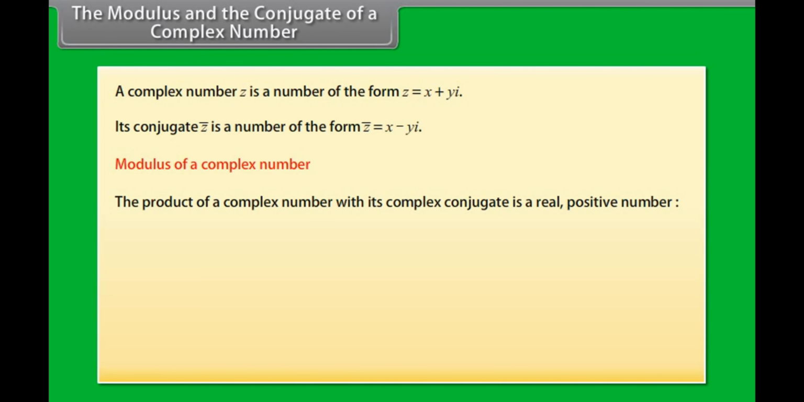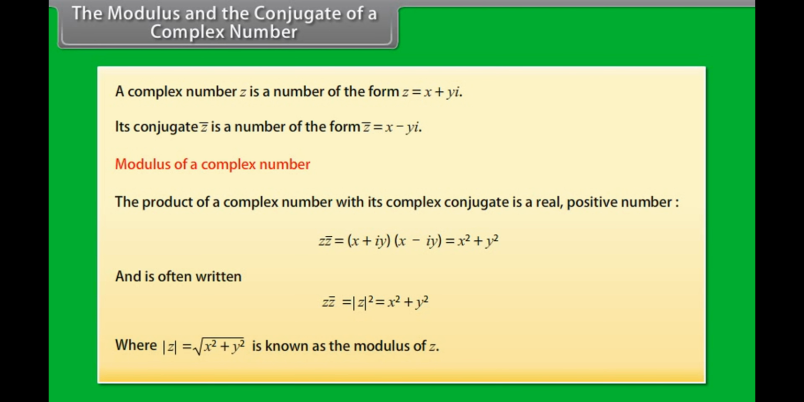Modulus of a complex number. The product of a complex number with its complex conjugate is a real positive number, that is, z into z bar is equal to x plus iota y into x minus iota y, which is equal to x square plus y square, and is often written z into z bar is equal to square of modulus of z, which is equal to x square plus y square, where modulus of z is square root of x square plus y square.